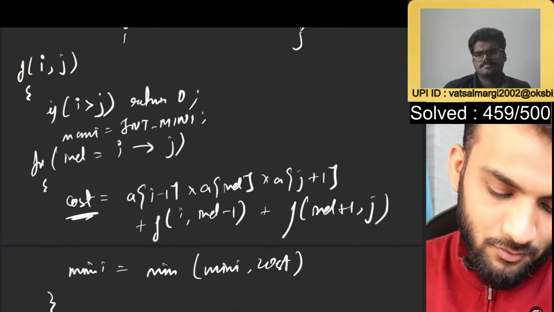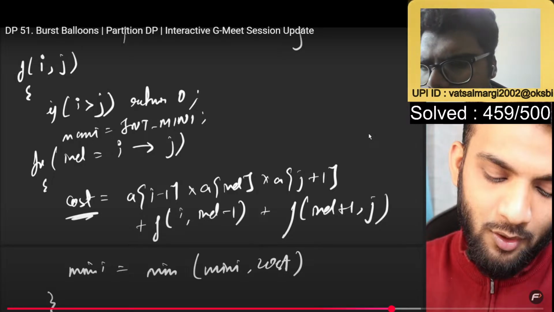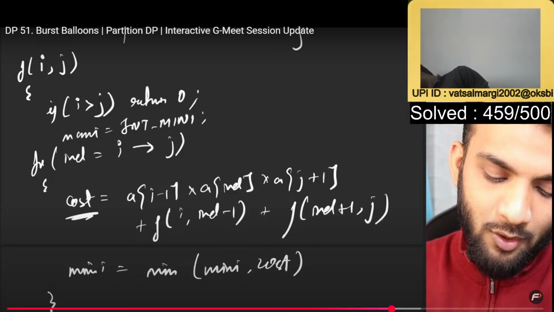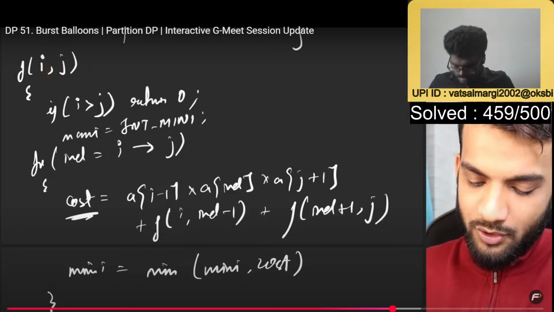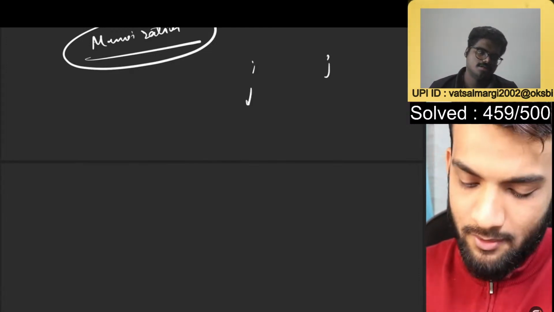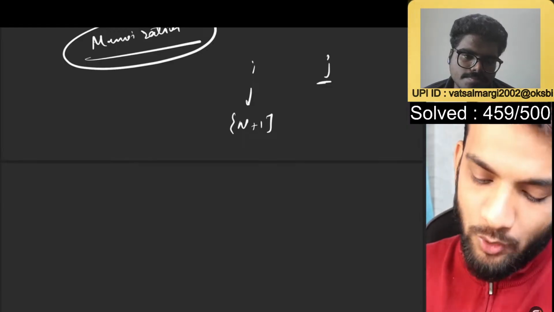You go back and see in the recursion what the changing parameters are. One is i, one is j, because they will be changing. So let me write down the changing parameters. One is i, one is j. What is the maximum value of i? It starts somewhere from 1 to n, so n is the maximum, and I can take a size of n plus 1. What is the maximum value of j? Again, it can be from 1 to n, so again I'll take n plus 1. So this is the dp array that it will create.